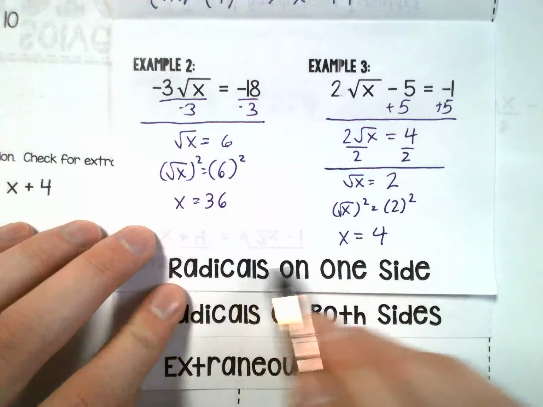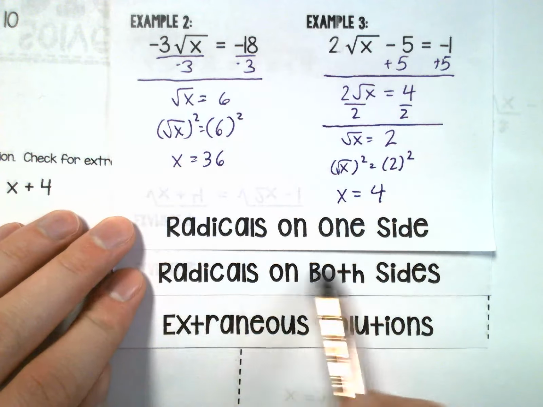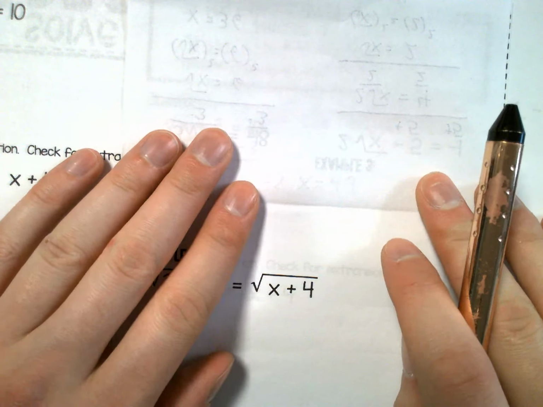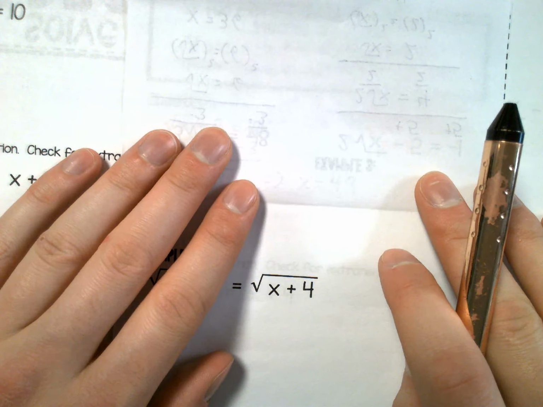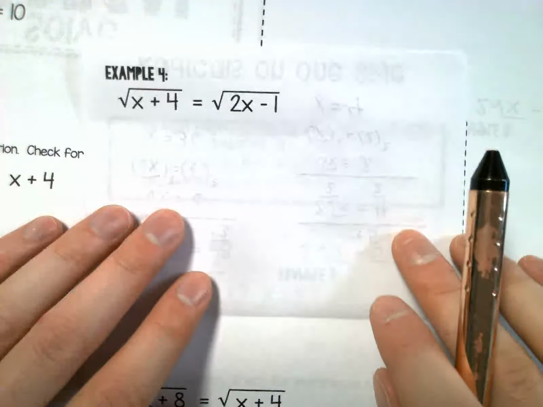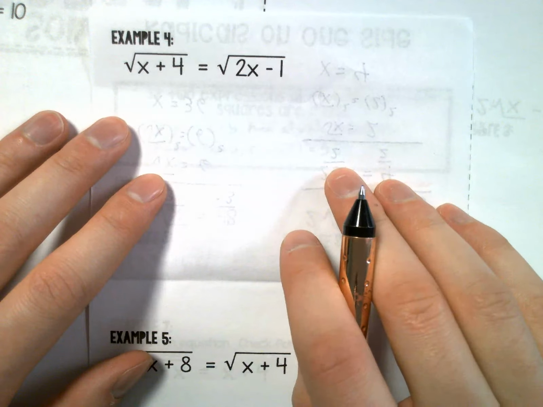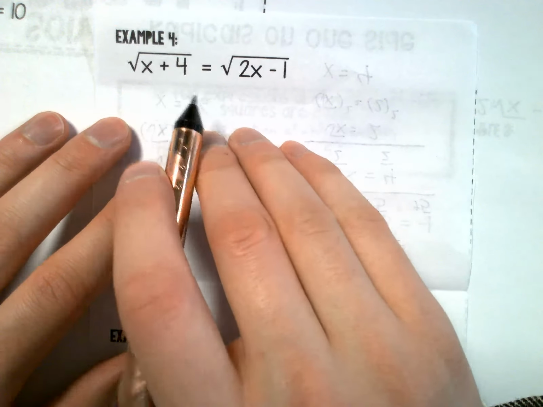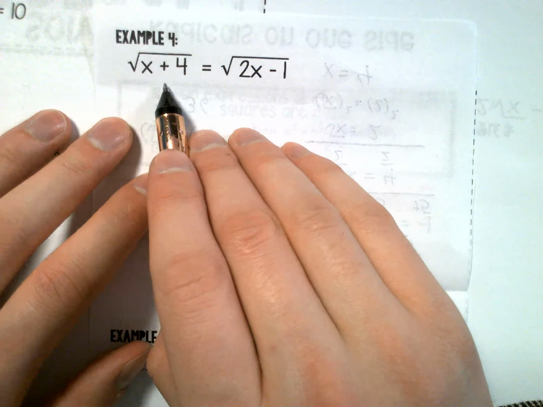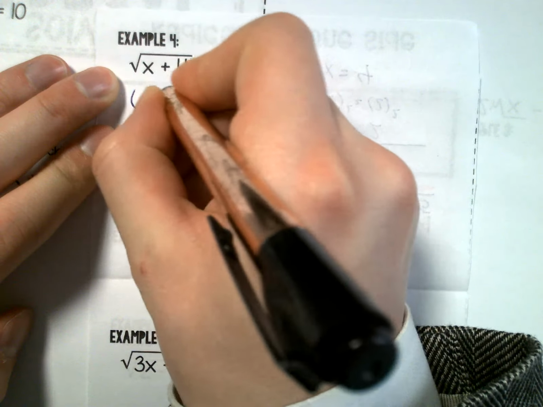Now that's radicals on one side. So now let's talk about radicals on both sides. Radicals on both sides are solved as you would think. In order to get rid of radicals, we square both sides, like usual.